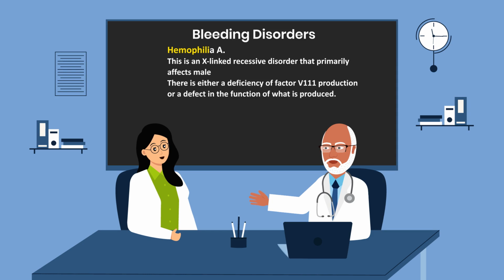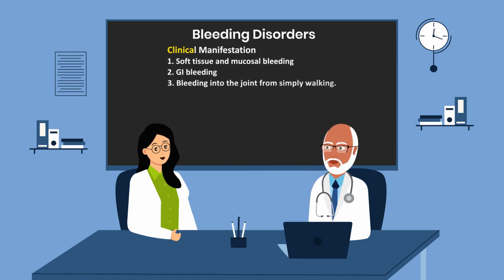Let's talk about hemophilia A. This is an X-linked recessive disorder that primarily affects males. There is either a deficiency of factor VIII production or a defect in the function of what is produced. The clinical manifestations of hemophilia A would include, number one, soft tissue and mucosal bleeding, number two, GI bleed, and then thirdly, bleeding into the joint from simply walking.